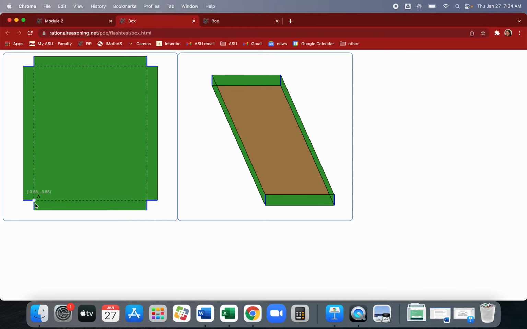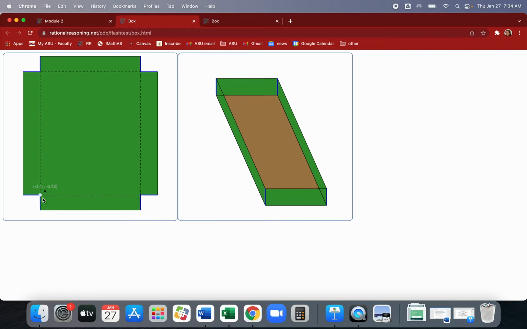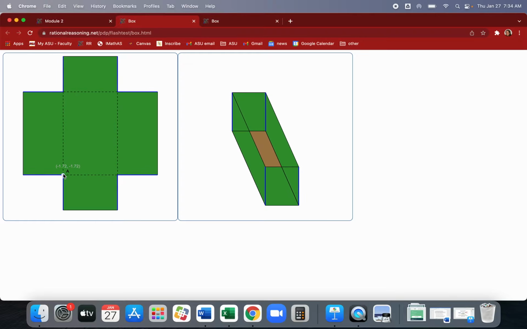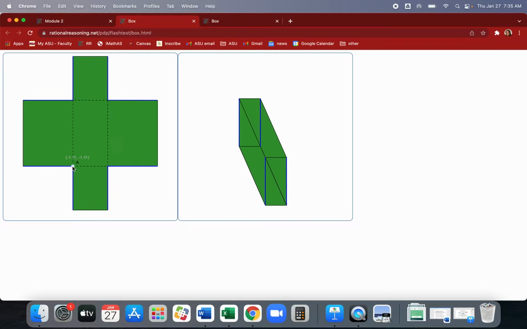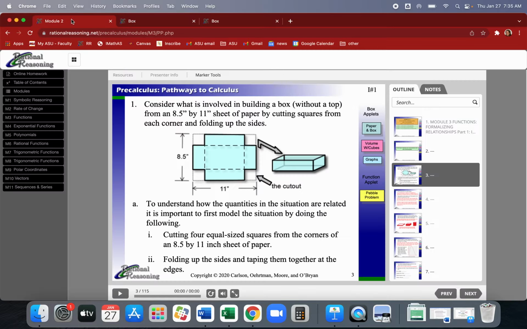But the idea is if you have very small corners, you're going to get a box that looks more like a trough or a tray. If you have larger corners, it starts to look kind of more equal, although it's always going to be rectangular in nature since the paper was to start with. And if you have extremely large cutouts, you're going to get something that looks more like a cereal box sort of shape.